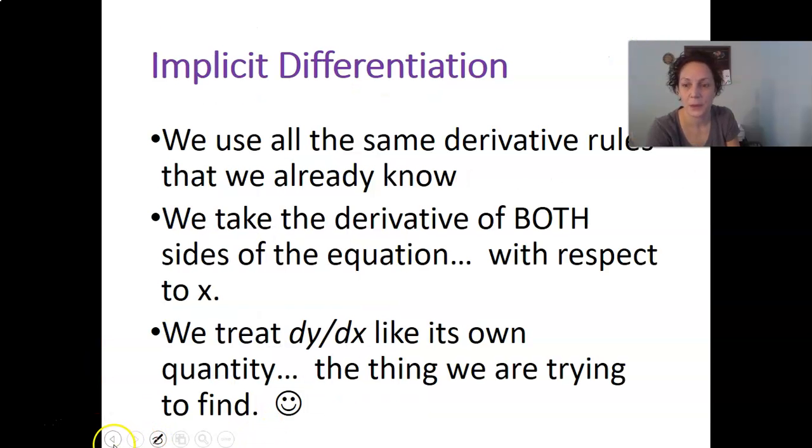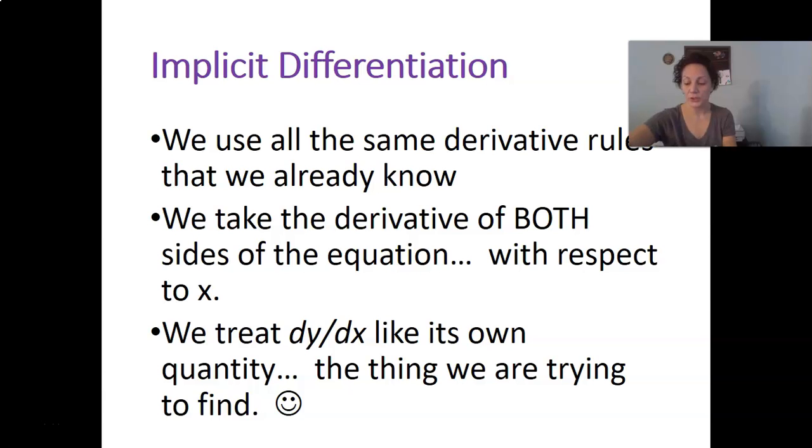So here's what we're going to do for implicit differentiation. Again, we're going to use the same derivative rules that we've always used, the same rules that we've always known. If there's a product in front of you, do a product rule. If you're looking at a quotient, do a quotient rule. If there's a chain rule involved, do it. There's just one extra kind of layer.